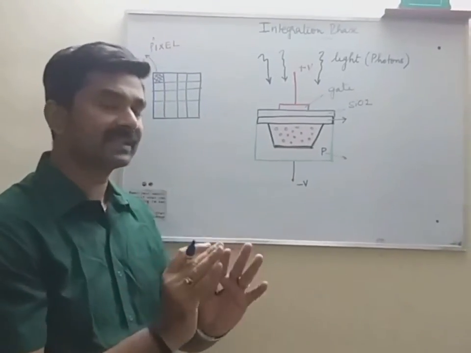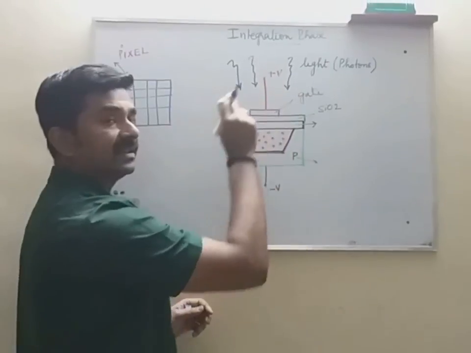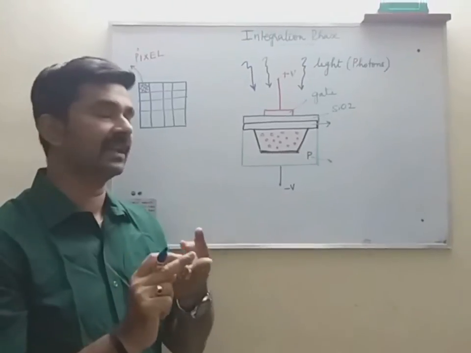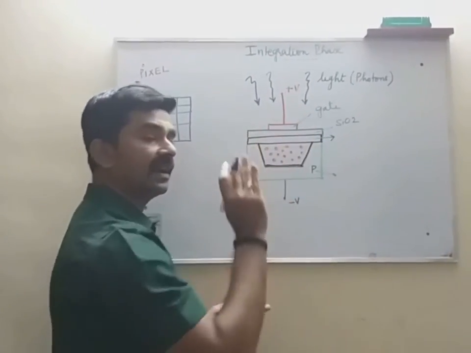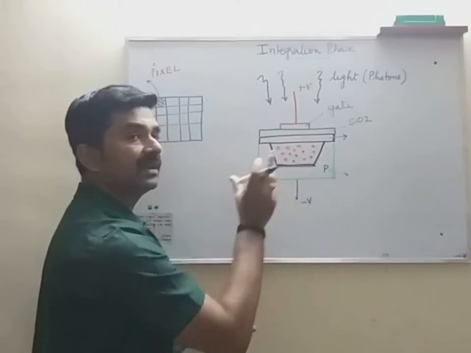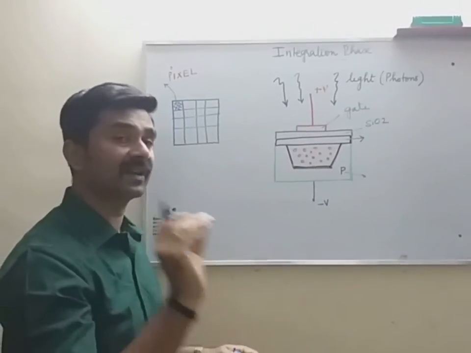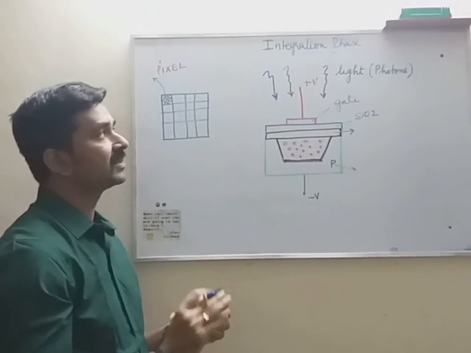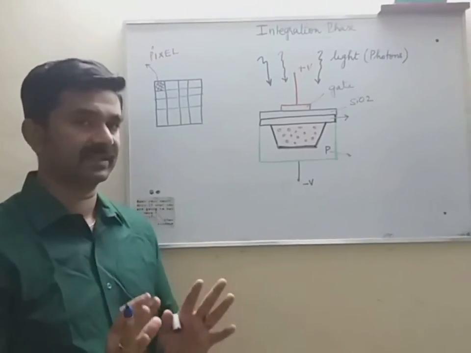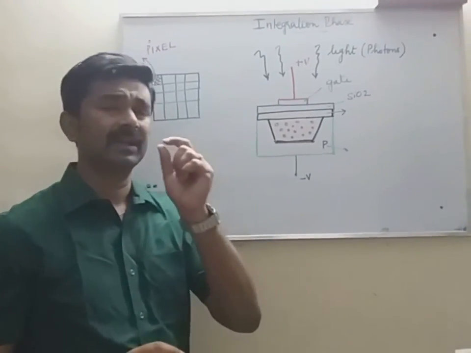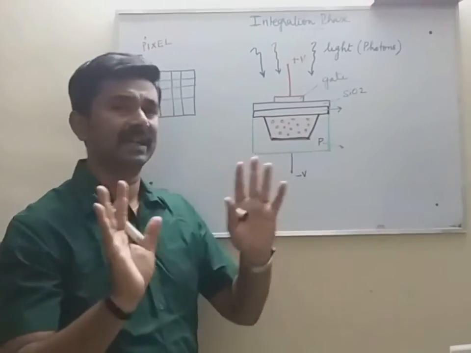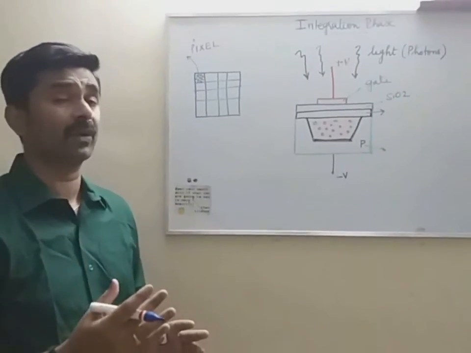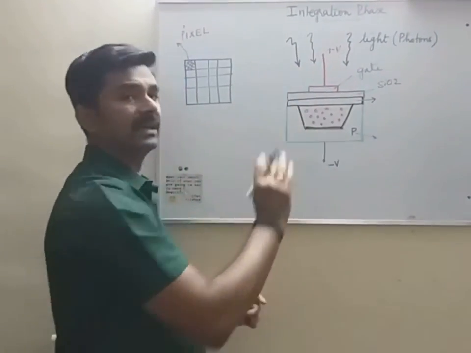The main purpose of this voltage is to create a storage space. The second functionality is to transfer the charges that have been stored in the potential well. So that is the functionality of the reverse bias voltage that we give to the gate electrode. So this is all about the integration phase, where we store the charges generated out of this light.